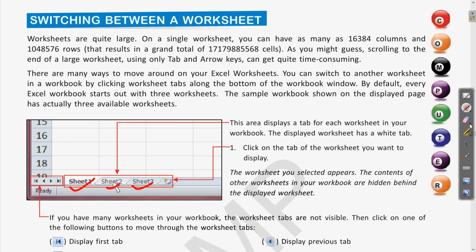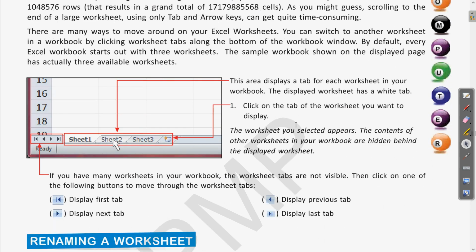Now if we want to switch from one worksheet to another, we can directly click on any of the worksheets, or else you have the arrow buttons for moving through them. If you have many worksheets in your workbook and the worksheet tabs are not visible, then click on one of the following buttons to move through the worksheet tabs. Maybe at the bottom you have added a number of worksheets, and you want to switch to the next or the previous one, you have the arrows to the left of these sheets.